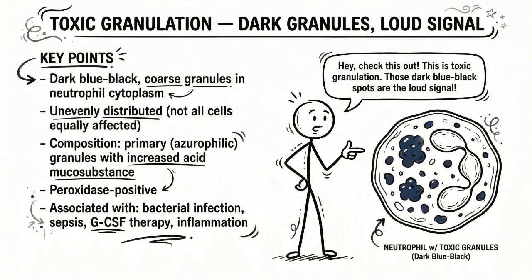These prominent granules are rich in acid mucosubstances and are peroxidase positive, reflecting an accelerated and incomplete maturation process under stress. It is crucial to differentiate toxic granulation from inherited conditions like Alder-Reilly anomaly, where similar granules may appear in other leukocyte types and are not typically accompanied by a left shift or neutrophilia. When you see it, you know that neutrophil is working overtime. And often, where there's toxic granulation, there are also these next guys.